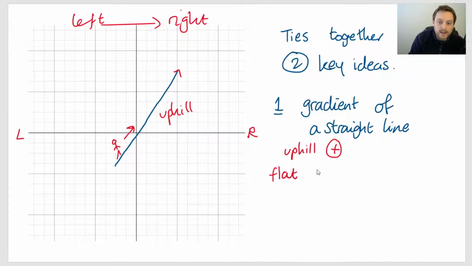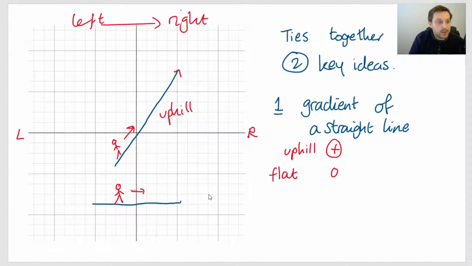If it's flat, it's got a 0 gradient. So for example, if I draw this line here, if you imagine that you're walking on this line, you're just walking on flat ground.